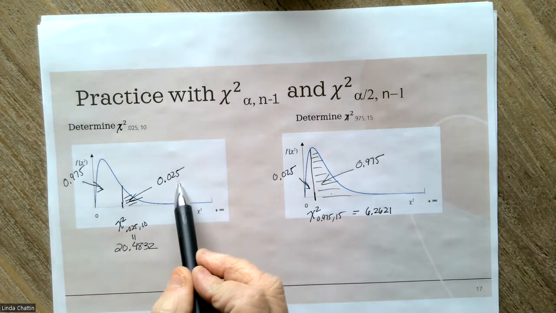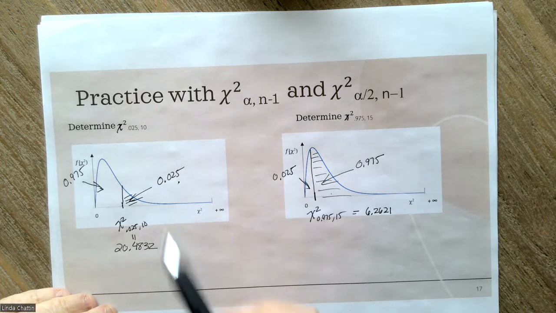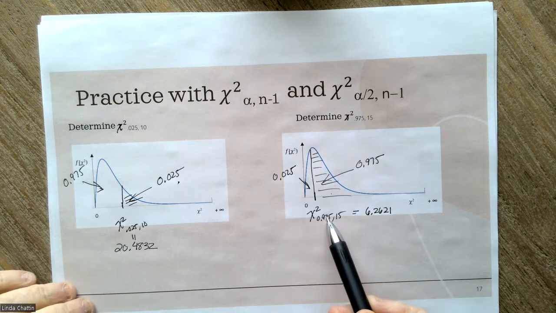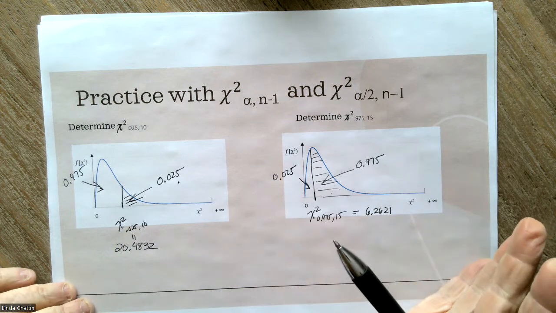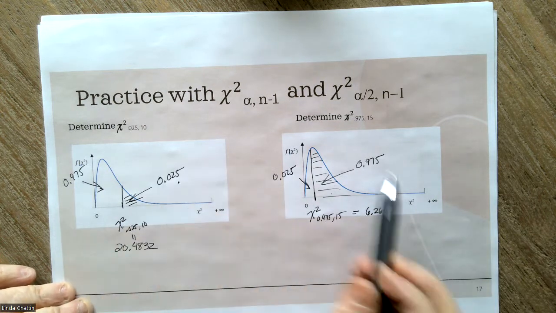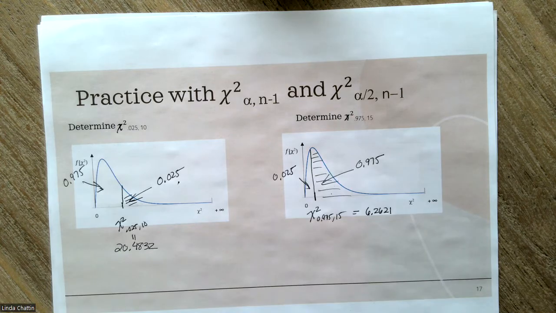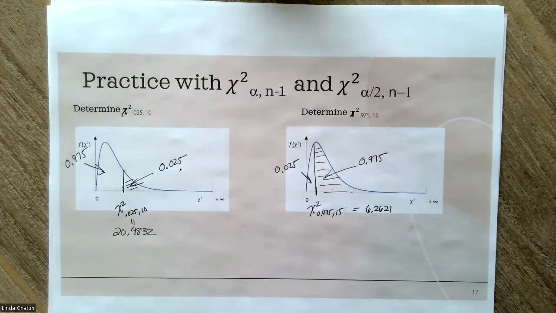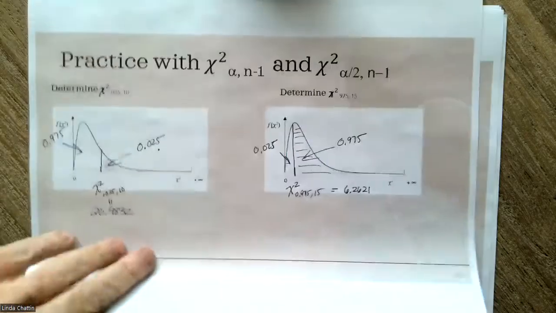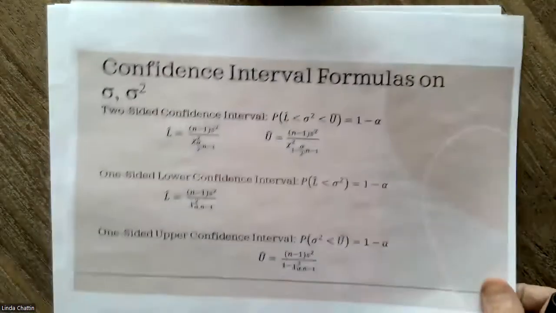So you're going to need to know how to get each of these values, one that's going to have a teensy-weensy bit of probability above, and then we're also going to need to know how to get this one, which has a lot more probability above. Again, all the probability under it is 1. Because we need these formulas for our upper and lower bounds on our confidence interval formulas for population variance.